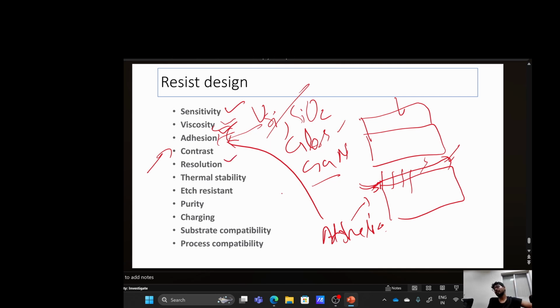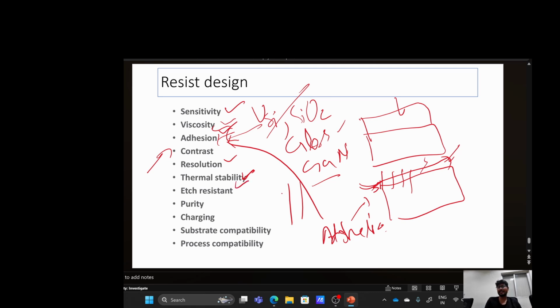Resolution comes after the photolithography, in terms of how small a feature size you can get. That should also be there. And thermal stability: you are also going to higher temperatures, so it should be stable at that temperature. It should not decompose before the exposure to the light.